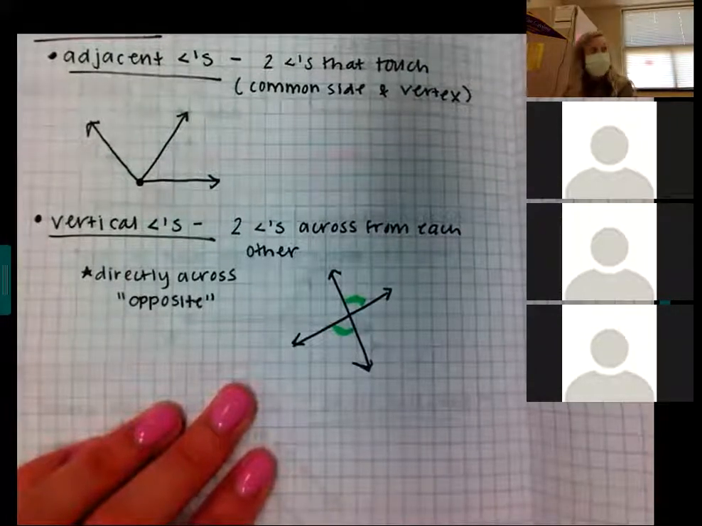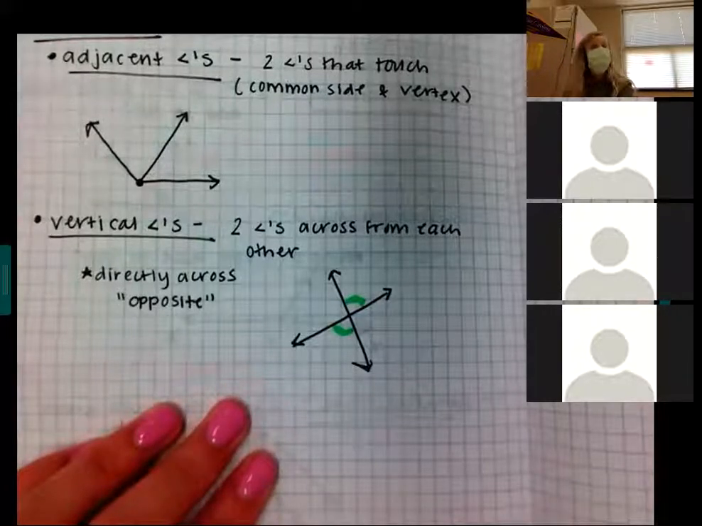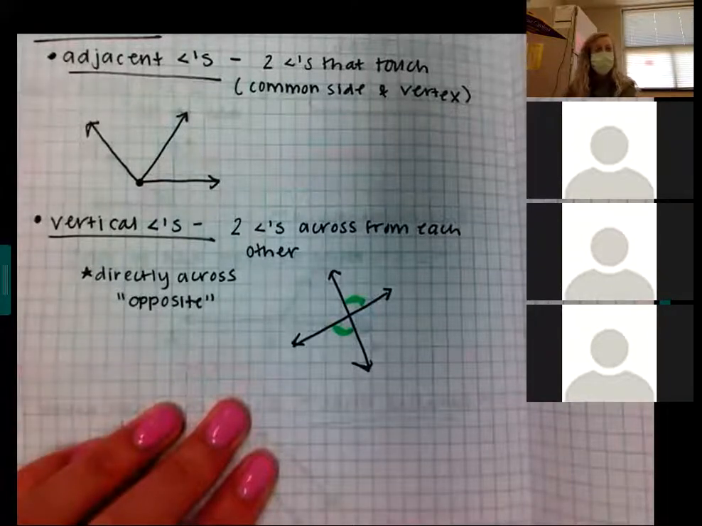What do you call them when they're touching? Adjacent. Very good. Not touching, they're like opposites. Which means what would the other pair of vertical angles be?